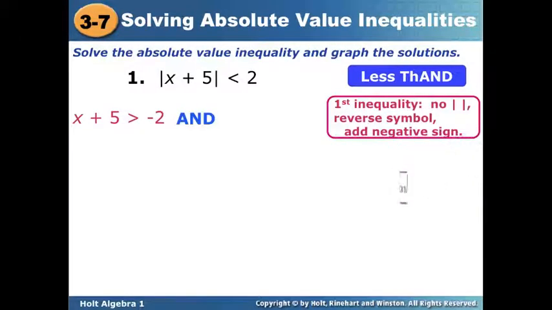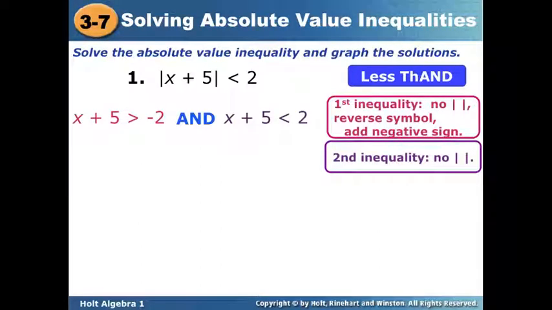So set up and write your two inequalities. The first inequality has no absolute value bars. Reverse the symbol and make your 2 negative. That will be the most important step to remember, reversing the symbol and making your number negative. The second inequality is exactly as the problem's written with no absolute value bars. Solve each of the inequalities. We'll do so by subtracting 5. We find that x is greater than -7 and x is less than -3.